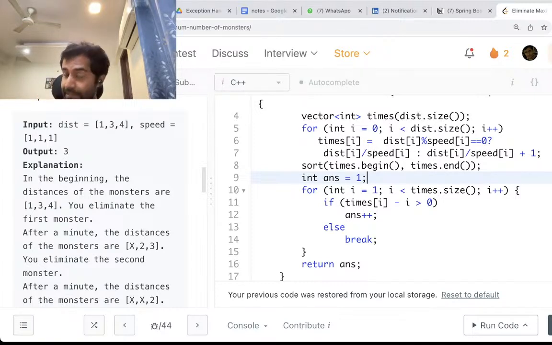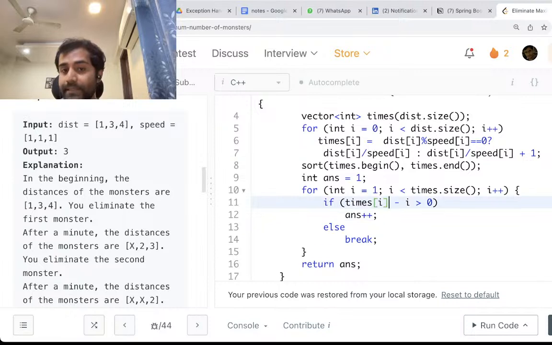And as we discussed, all the monsters are away. So I can definitely begin by killing the first monster, or I can definitely begin by killing the first element of this times array. So I have initialized my answer to 1, and now I am iterating on my array from index 1. So I am going from index 1 till the last index. And all that I have to check is if times[i] minus i is greater than 0, then I am going to do answer plus plus.